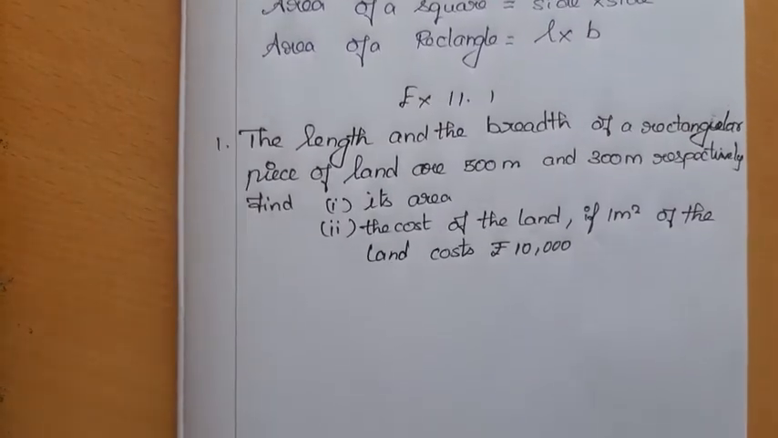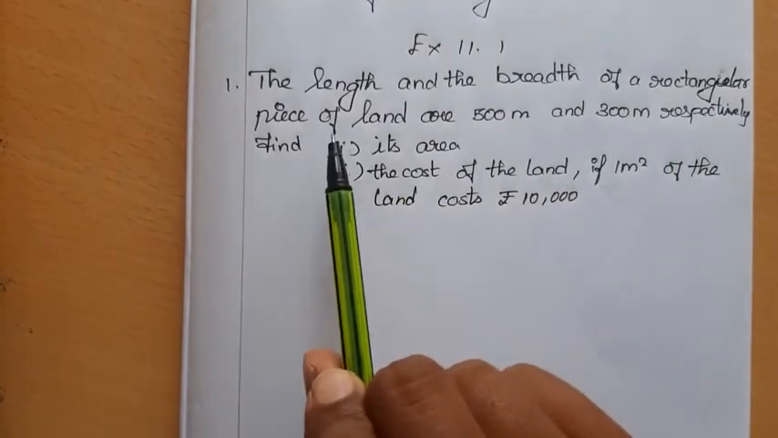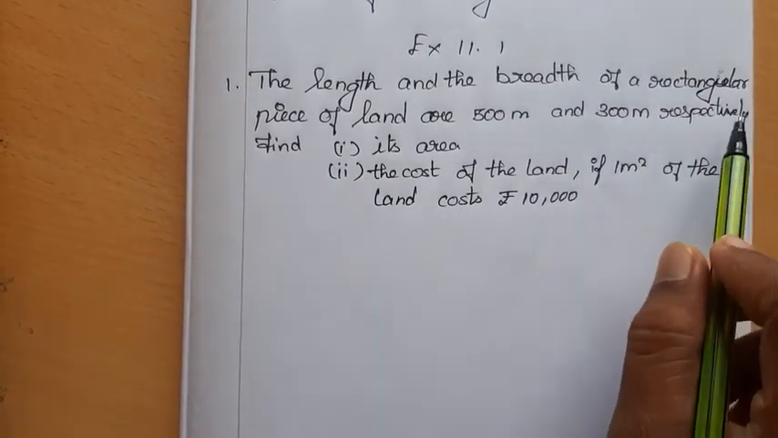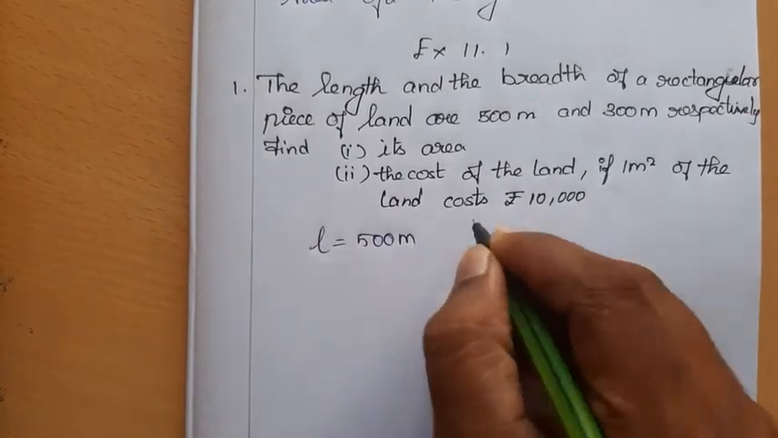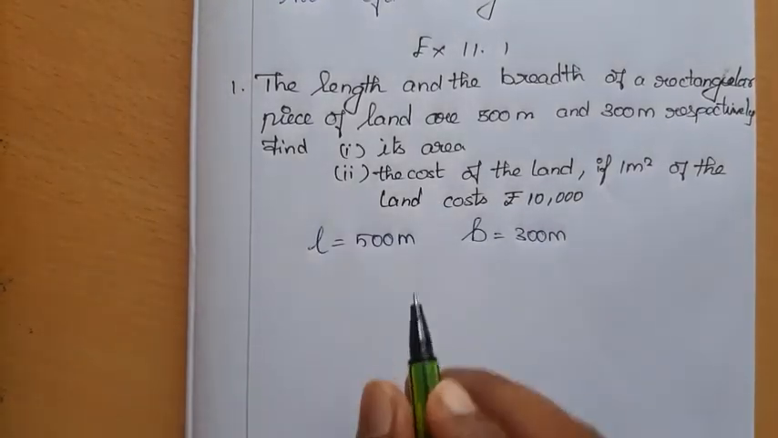So here we go for the problem. Exercise 11.1. Length and breadth of a rectangular piece of land are 500 meter and 300 meter respectively. So it is given length is equal to 500 meter and breadth is equal to 300 meter. Find its area. We have to find.